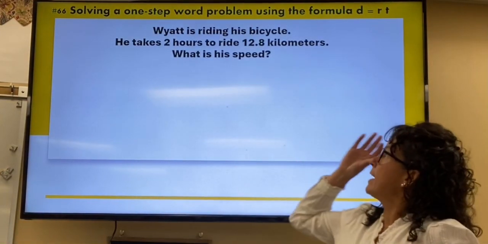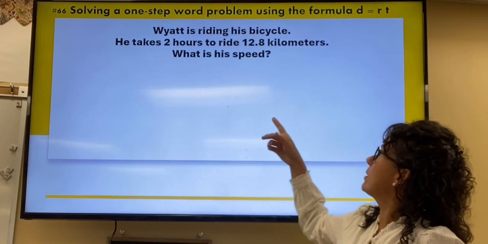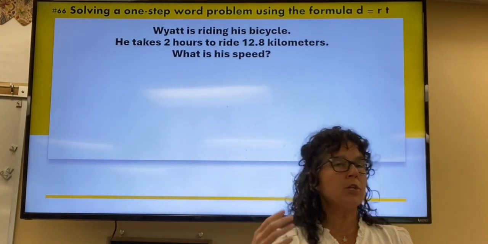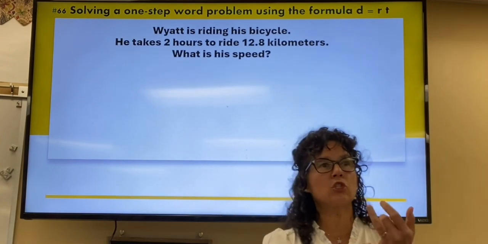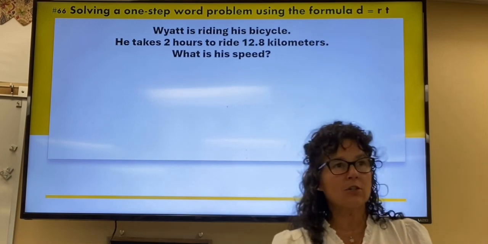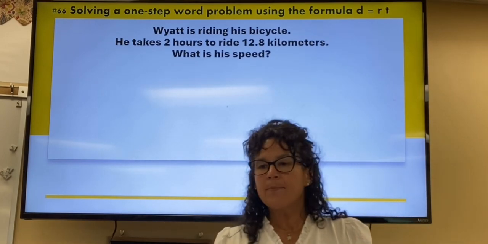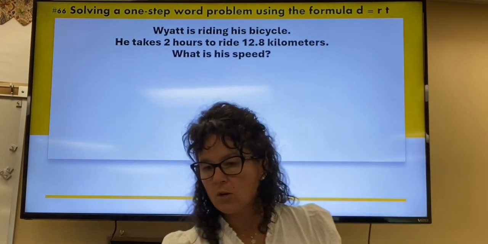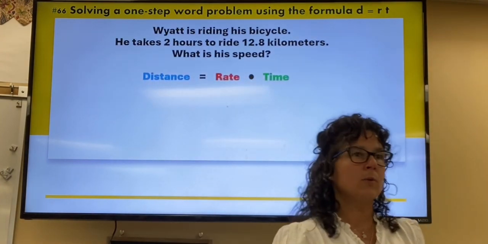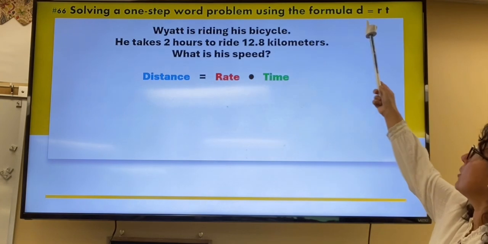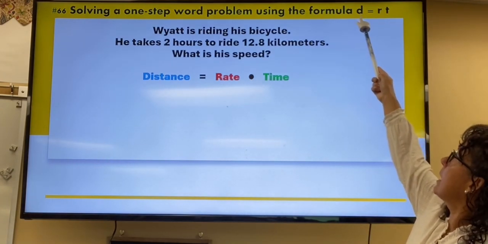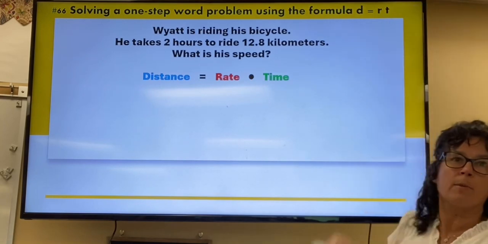It says Wyatt's riding his bike and he takes 2 hours to ride 12.8 kilometers. In general, when you read about distance traveled, how long it takes, time, how fast they're going, the speed, the rate, you want to think of the equation that's sometimes referred to as the DIRT formula. The reason why we call it the DIRT formula, if you look at distance equals rate times time, that looks a little bit like DIRT formula.